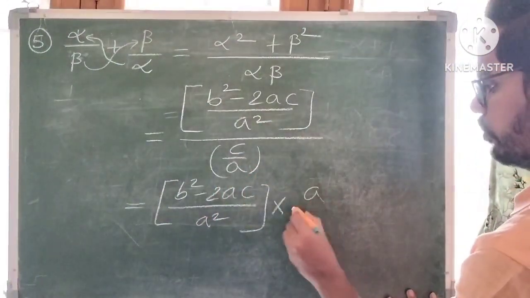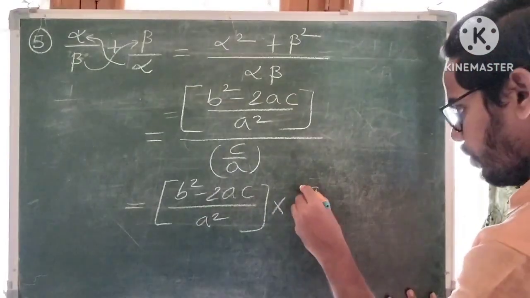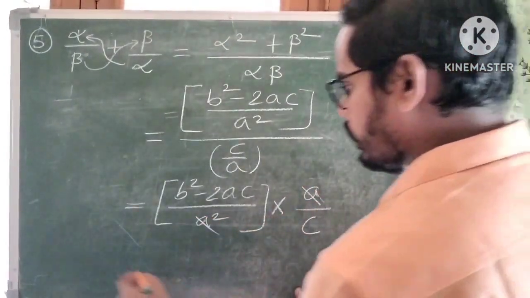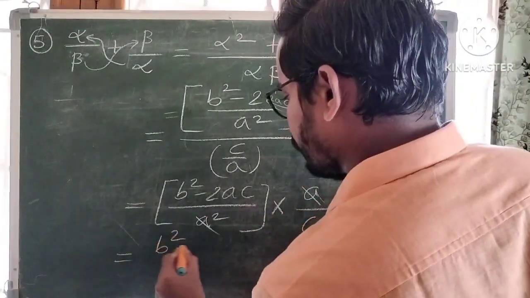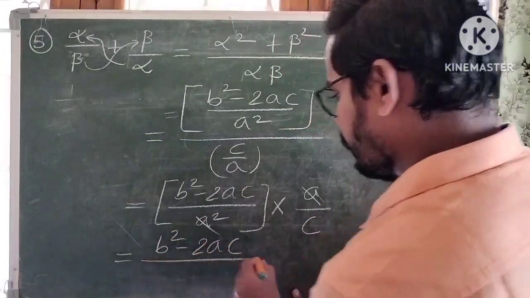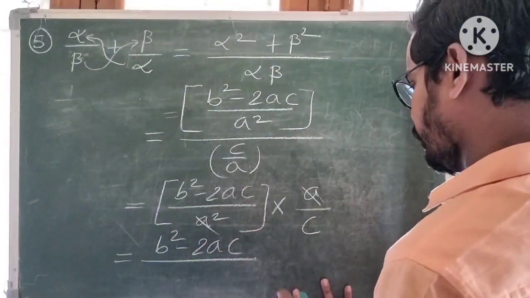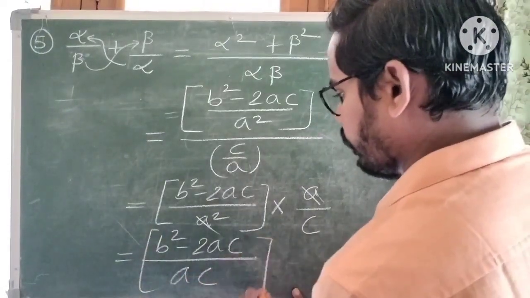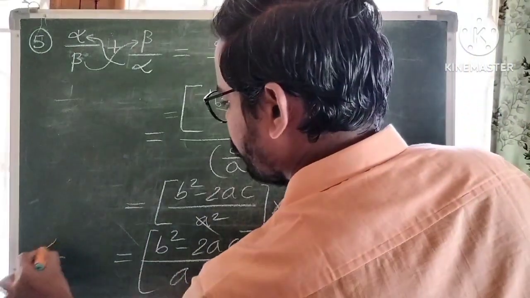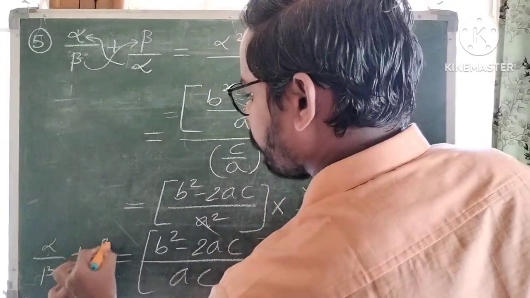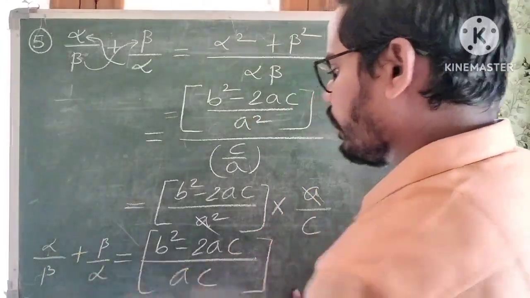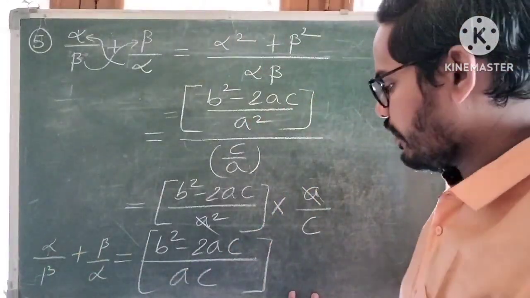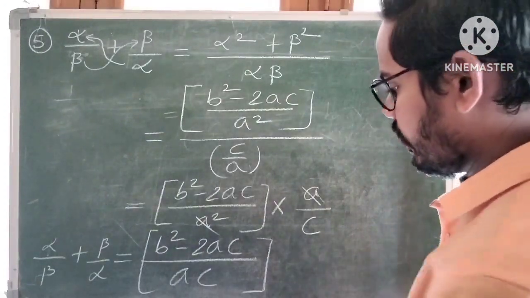Reciprocal of c by a is a by c. Now a gets cancelled. And what is the final expression? b square minus 2ac by, here already one a cancelled, and a into c, ac. So what is the formula for alpha by beta plus beta by alpha? Alpha by beta plus beta by alpha is equal to b square minus 2ac by ac.